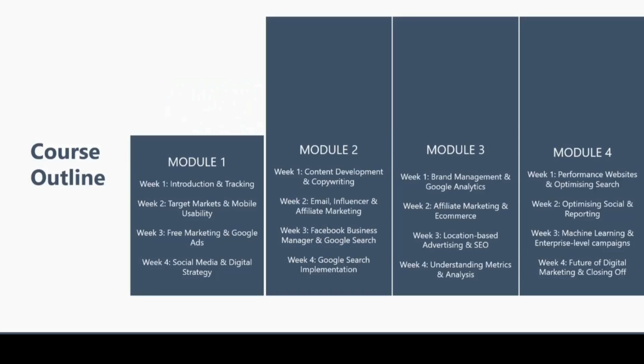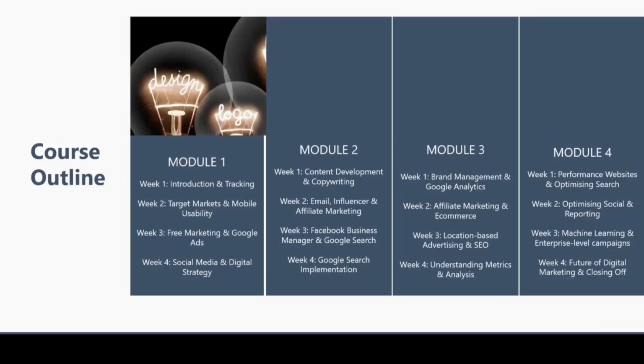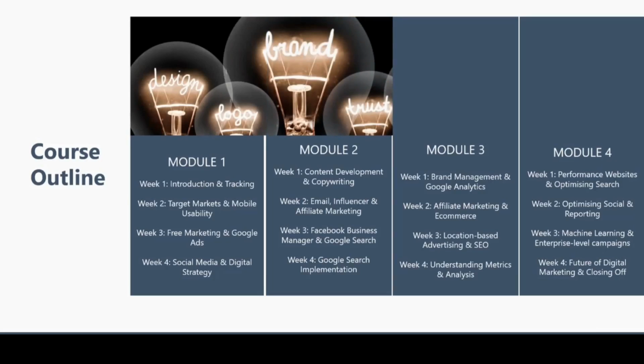Let's go through the course outline very quickly. I'm going to skip Module 1 just for now because I'll go through it in the next slide. Module 2, we'll be looking at content development and copywriting in week 1. Moving on to email, influencer, and affiliate marketing in week 2. Facebook Business Manager and Google Search in week 3, and Google Search implementation in week 4.